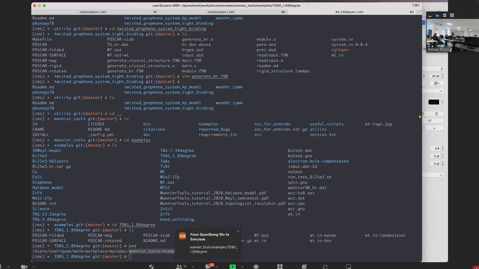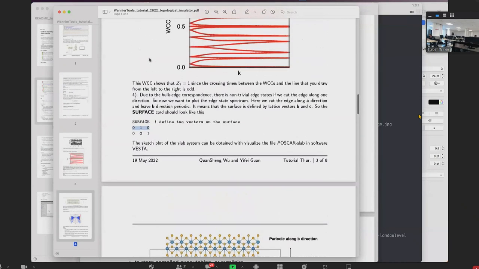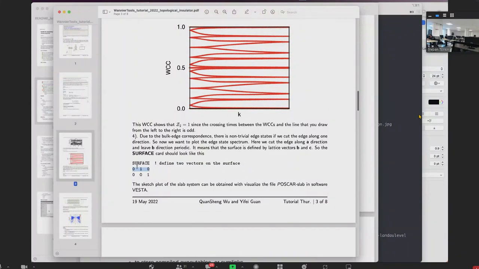You can ask. Quansheng, do you hear us? Yes, I'm here. Please ask a question. Actually, I have two questions from the previous exercise of the topological semimetal case. Suppose we want to define the surface card along the 1, 1, 1 direction. Can you please explain that setting? This is for 0, 0, 1, but I want 1, 1, 1. I am unable to understand the surface card setting of that case.